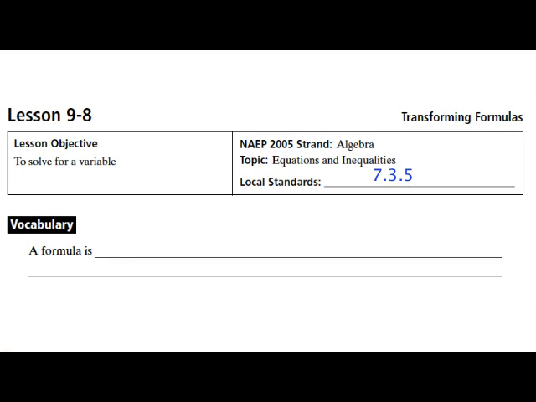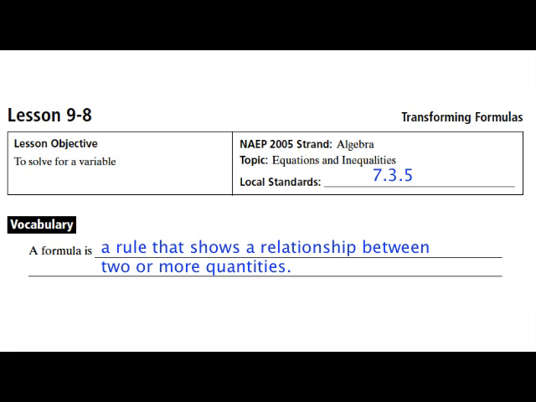Today's lesson is on transforming formulas. The Indiana Academic Standard is 7.3.5. A formula is a rule that shows a relationship between two or more quantities. We used quite a few formulas when we did our geometry chapter. Now we're going to be looking at solving formulas, but we won't always have numbers. We'll actually solve, and our answers will contain variables. Pause the video if you need more time to copy down this definition.